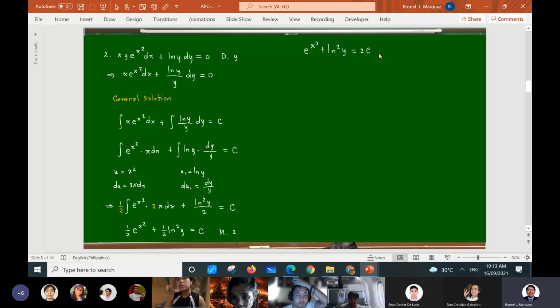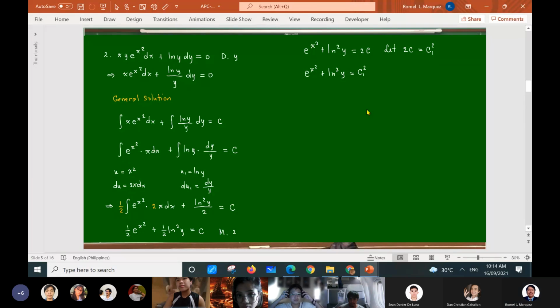Okay, guys? To simplify this arbitrary constant 2c, let's say c sub 1 squared. I use c squared so that it is consistent with the evenness of its term, no? So e to the x squared plus ln squared y is equal to c sub 1 squared. If you start with c sub 1, your ending is, let's say, c squared.